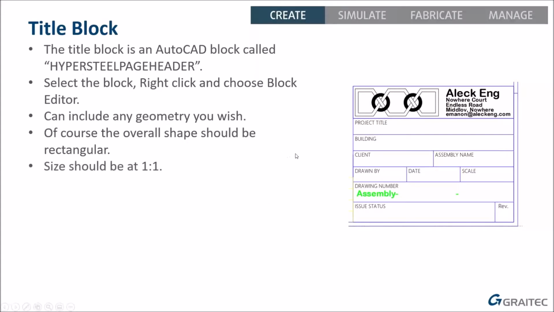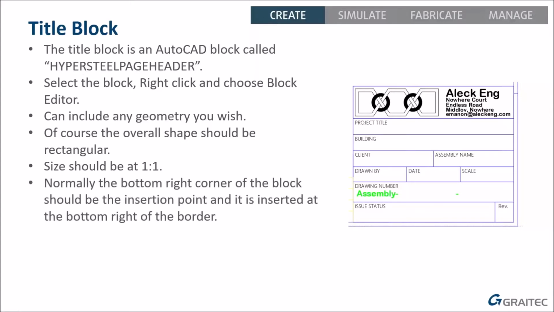Again, always keeping everything at 1:1. There's no need to scale anything going on here. This time you usually have 0,0 in the bottom right of your title block, so it will be this point. And then that's inserted at the bottom right corner of your drawing border. So it's not quite on the very corner, it's on the inner line for my border here.